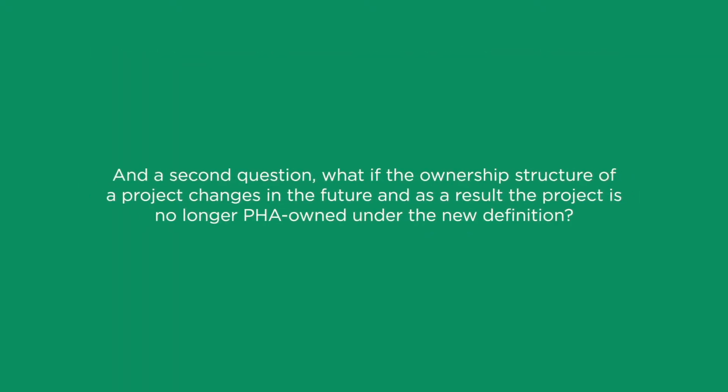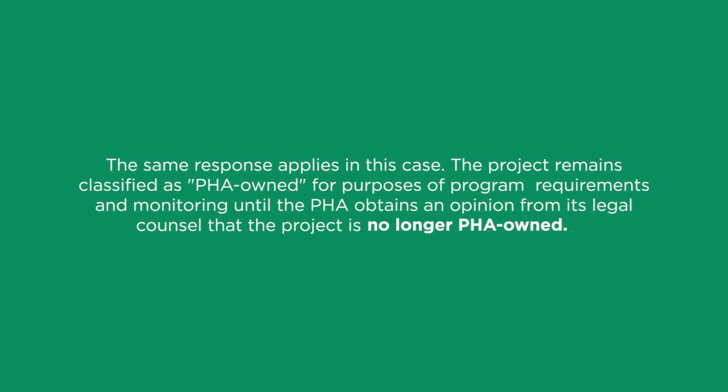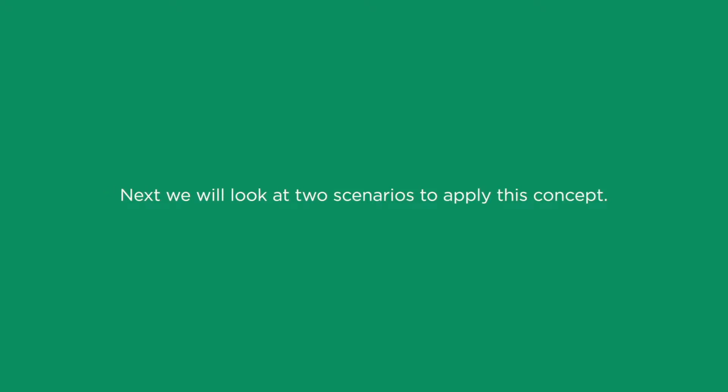And a second question: what if the ownership structure of a project changes in the future, and as a result, the project is no longer PHA-owned under the new definition? The same response applies in this case. The project remains classified as PHA-owned for purposes of program requirements and monitoring until the PHA obtains an opinion from its legal counsel that the project is no longer PHA-owned. Next, we will look at 2 scenarios to apply this concept.